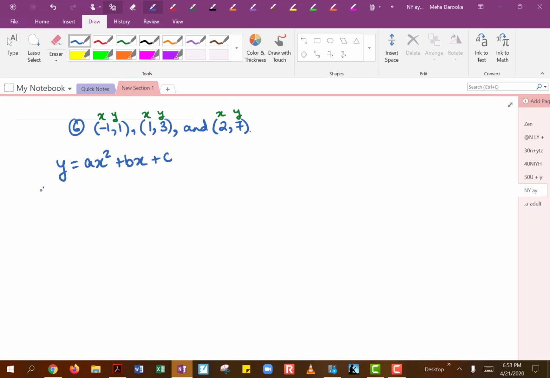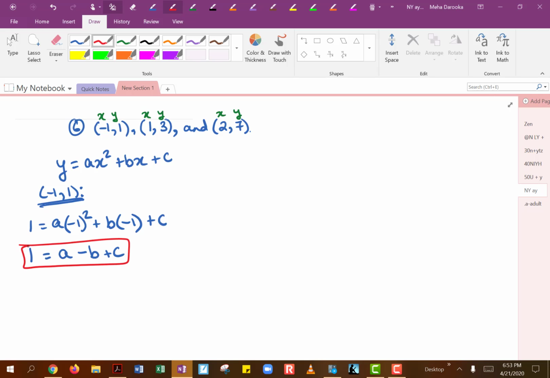So let's start with the first ordered pair, -1 and 1. So y is 1. We don't know what a is. x is -1, plus b times x, again x is -1, plus c. When you simplify this, you will end up with 1 equals -1 squared, which will become +1, so that's going to leave this as +a. b times -1 will become -b, plus c. So this will be the first equation for our system.